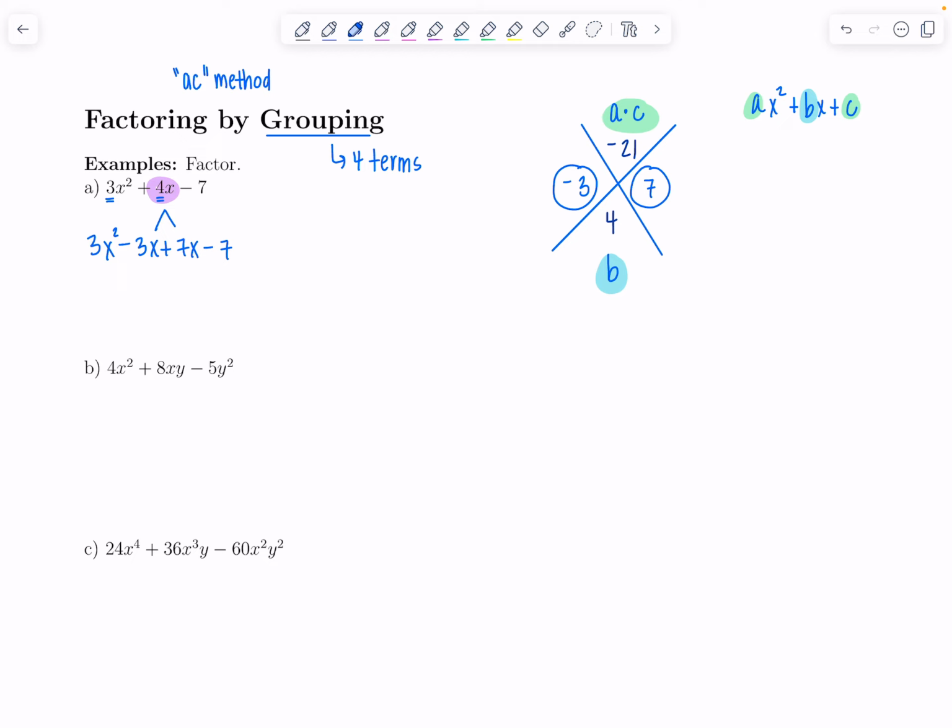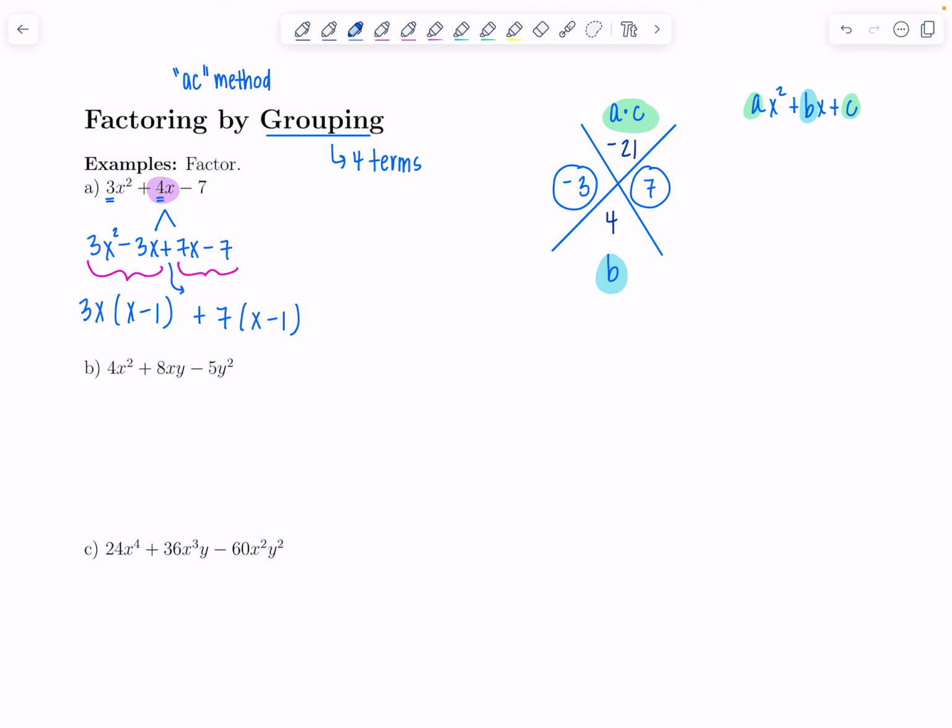But now we have 4 terms, and we can factor by grouping. So when we factor by grouping, you just look 2 terms at a time, and you take out the greatest common factor from each pair. So 3x squared and 3x, I can take out a 3x, and I'm left with x minus 1. And then this plus sign comes down. I can take a 7 out of the next 2 terms, and then I have x minus 1.